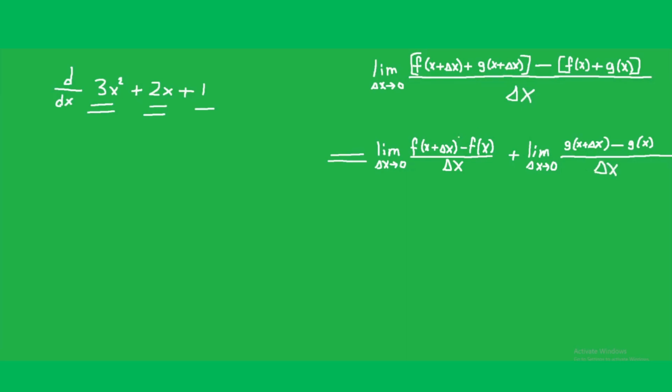So all I did here was I split the original difference quotient into two pieces. And I can do this because the limit of a sum is the sum of the limits. That's another rule. I'm not going to prove that right now. It's pretty intuitive. You don't really need a proof to understand it.